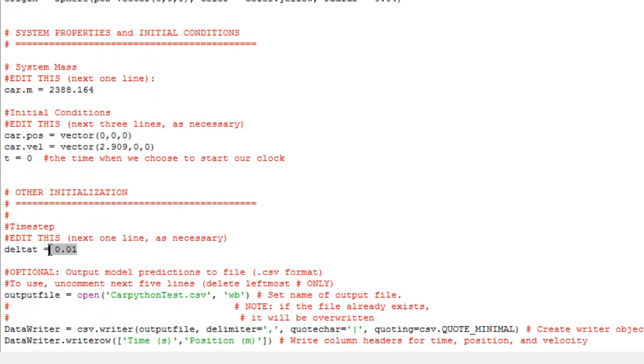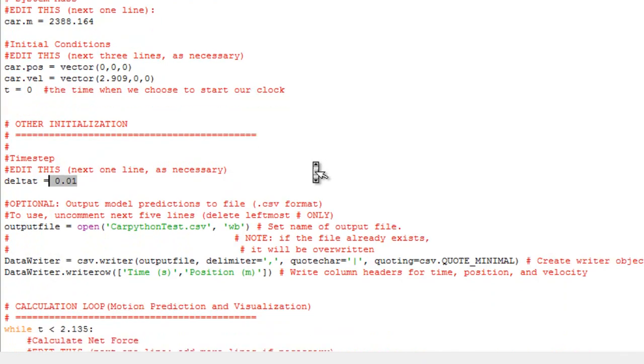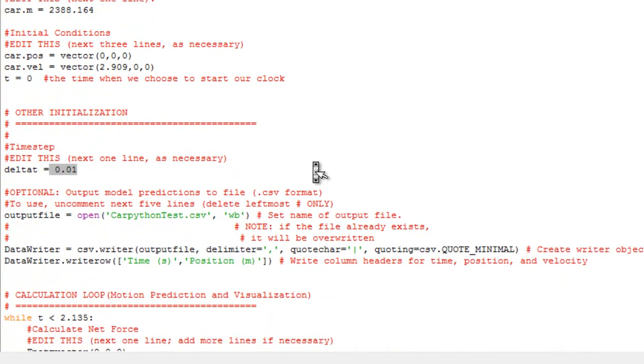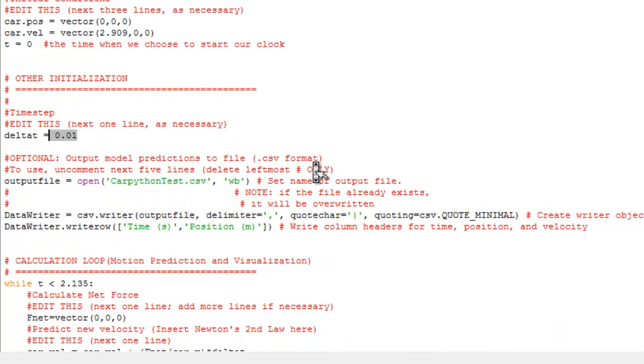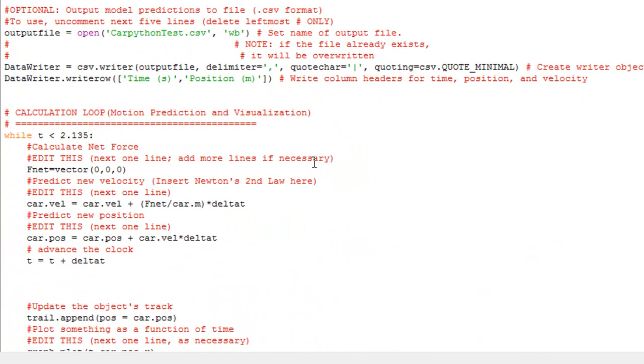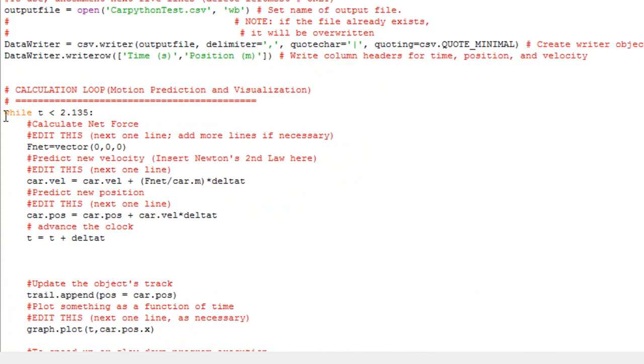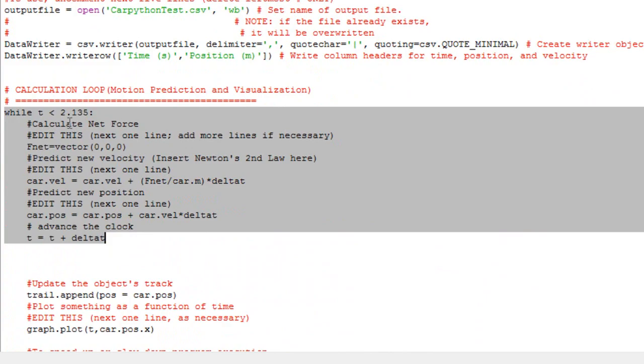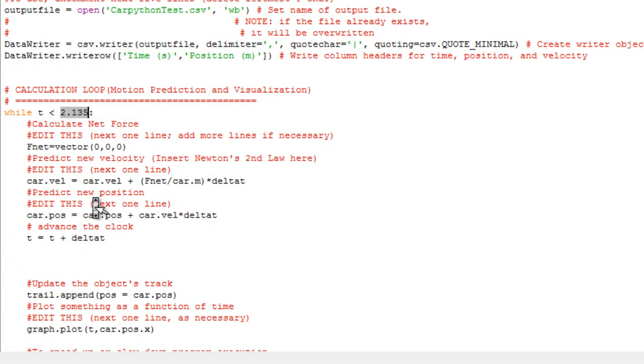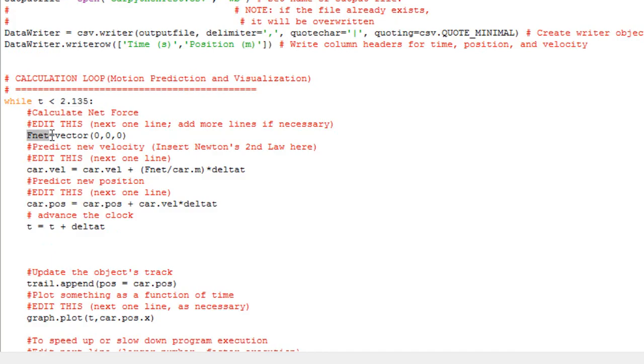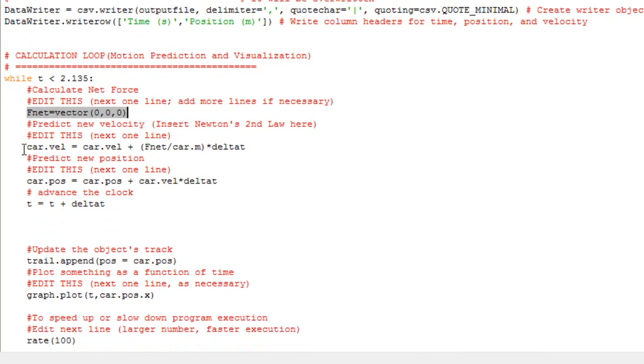This value of 0.01 is the change in time, and that is done with such a small number so that we can have multiple points and have more accurate results. This while loop here keeps iterating until the final time of the video, which is 2.135 seconds. The F net equation here shows that there's 0 net force acting upon the system.